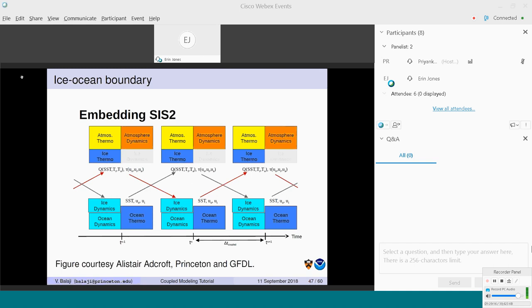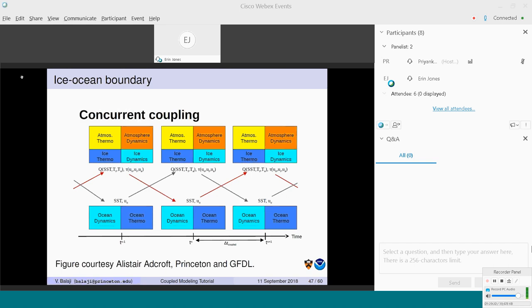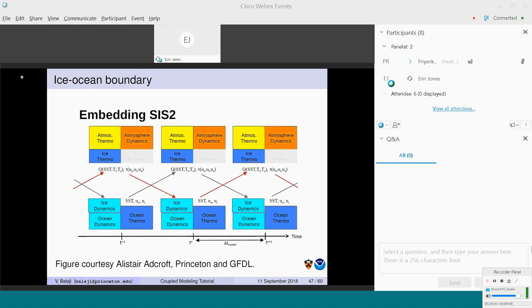So one thing is to take this component over here and move it over here. SIS2 is the sea ice model. It's part of the model system. And now we have restructured it so that the ice dynamics can be placed either here or here. We can do it in one of two places.